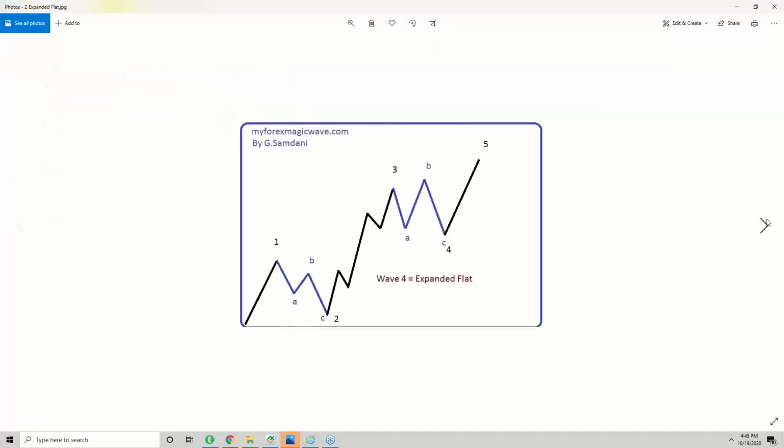You see that here? This is called expanded. What happened here is that wave 3 is here, and you all should have this in your package. It's not that I made it yesterday. I made this diagram probably 10 years ago. So wave 3 ends up here, then you have wave A. Now you expect B and then C down here, right?